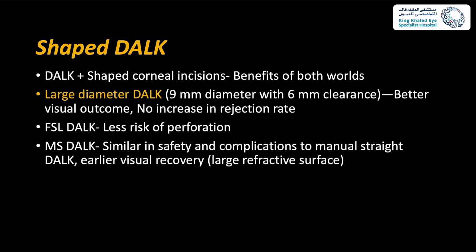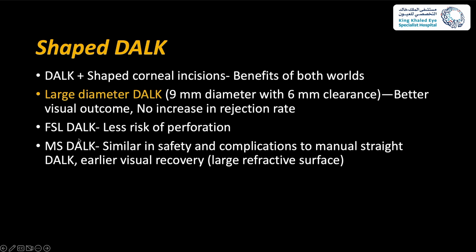One point is large diameter DALK. Studies from Bozen showed very good results, better visual outcome compared to regular DALK with no increased rejection rate. He used a 9 millimeter diameter anterior cap. Basically, he cut 9 millimeters, did the big bubble, removed the cap, and then cut only the central 6 millimeters, leaving a mushroom shape. This has been shown to have very good results and a good refractive outcome.